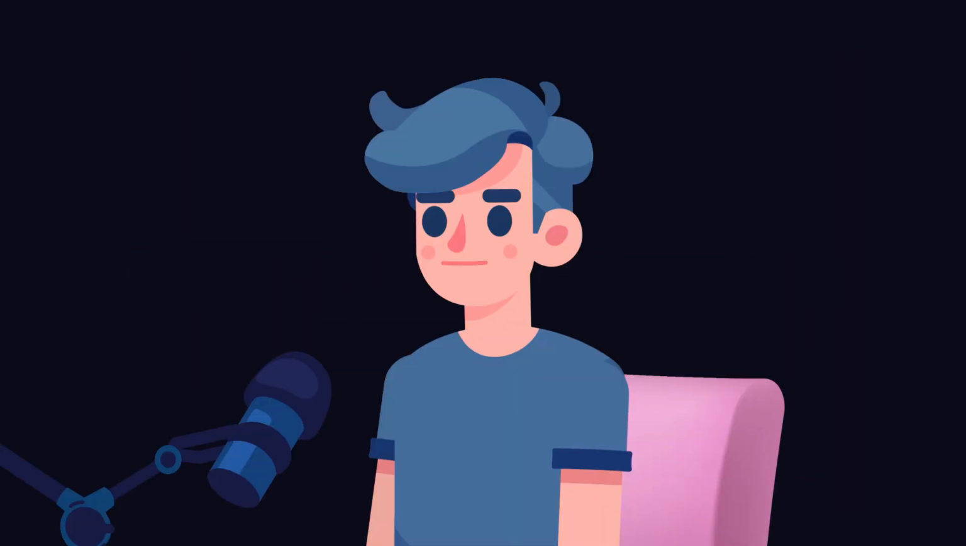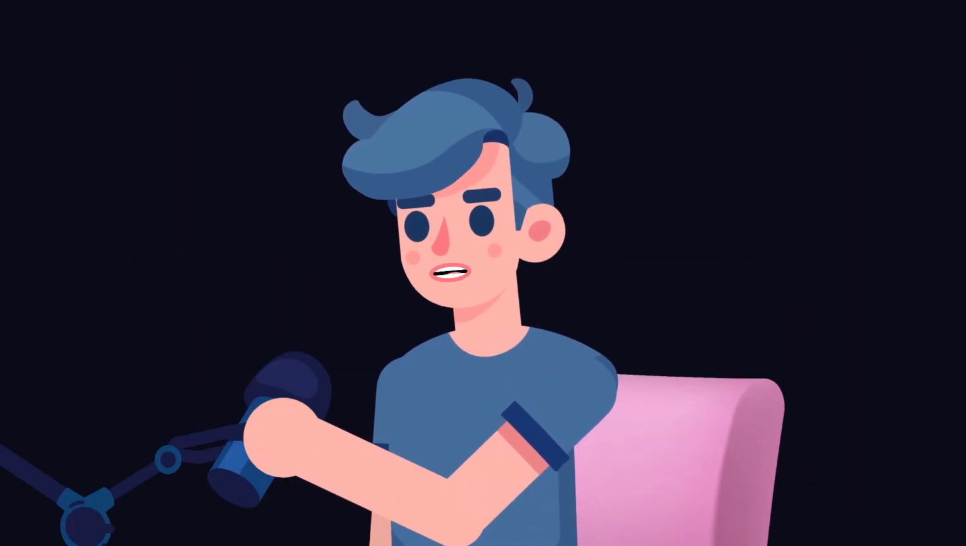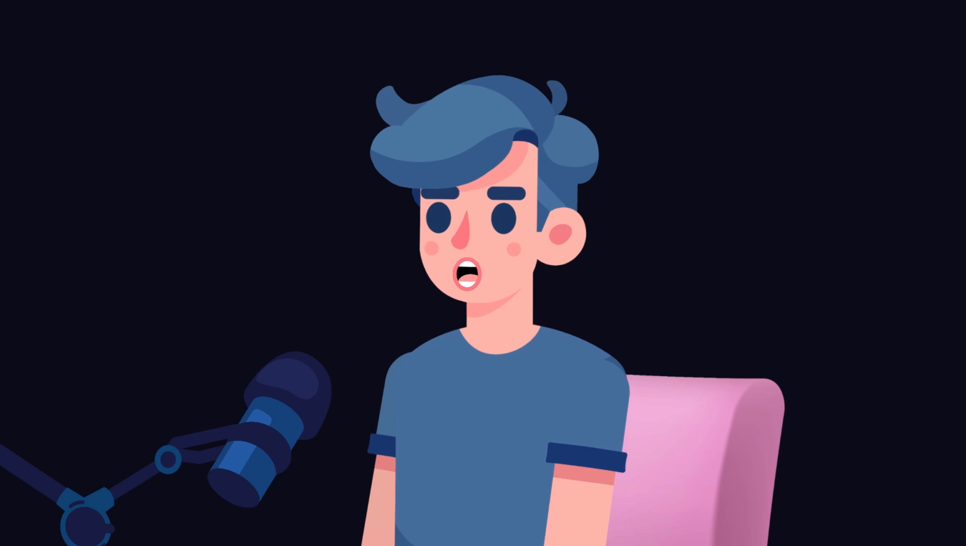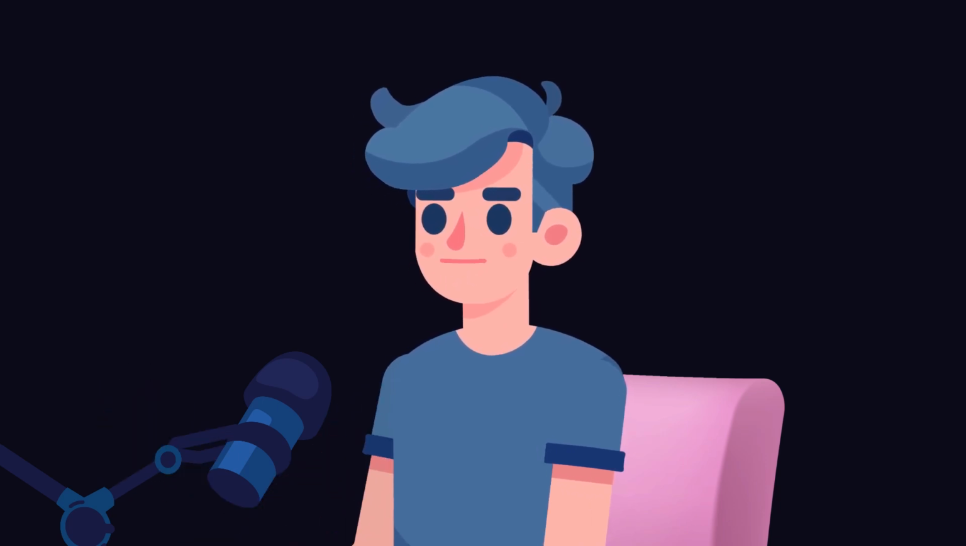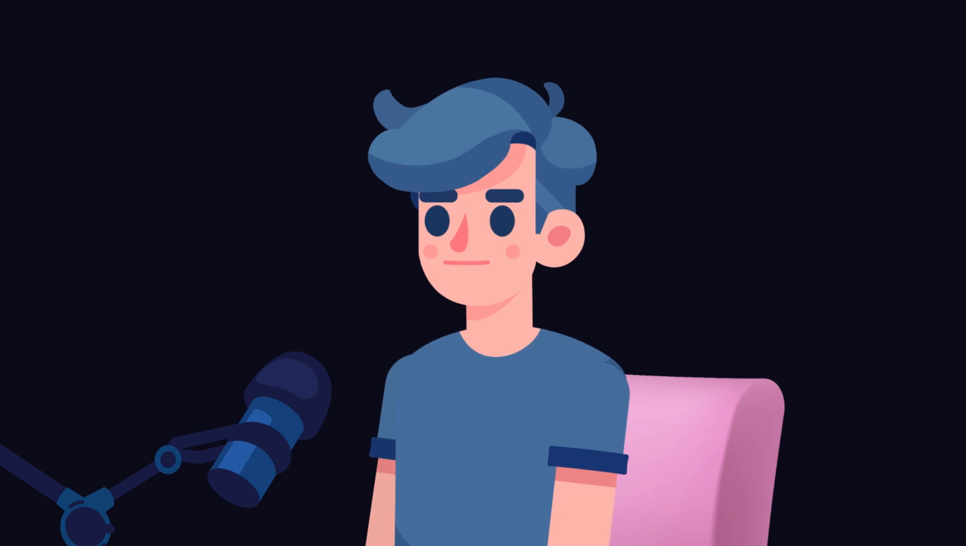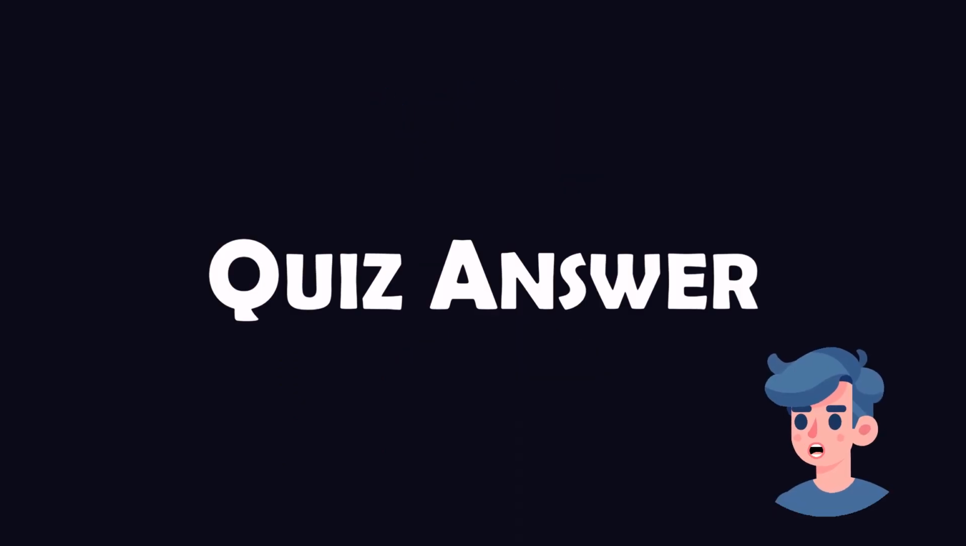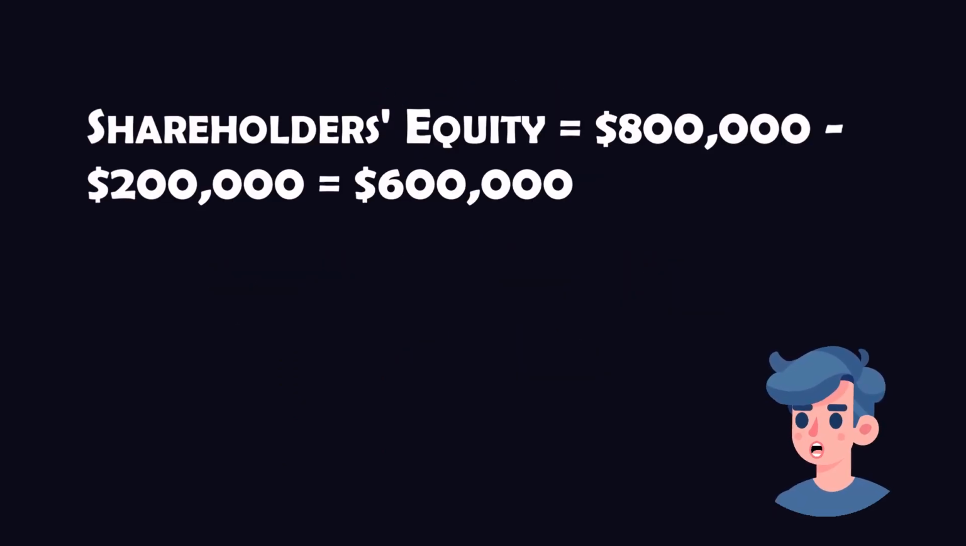Question time. If a company has $800,000 in assets and $200,000 in liabilities, what is its shareholders' equity? Pause the video and think about it. The answer is $600,000. Using the balance sheet equation, shareholders' equity equals assets minus liabilities, hence $800,000 minus $200,000 equals $600,000.